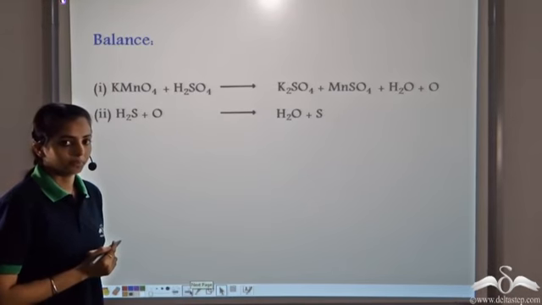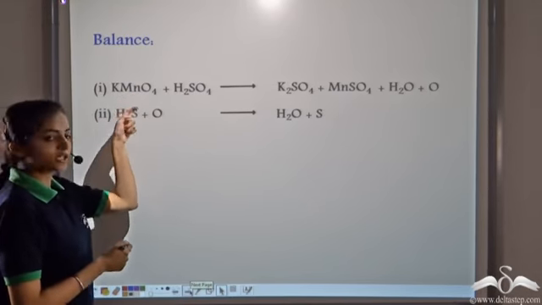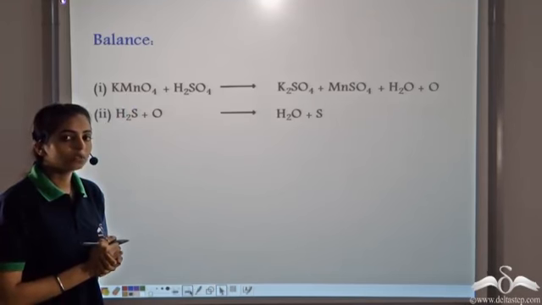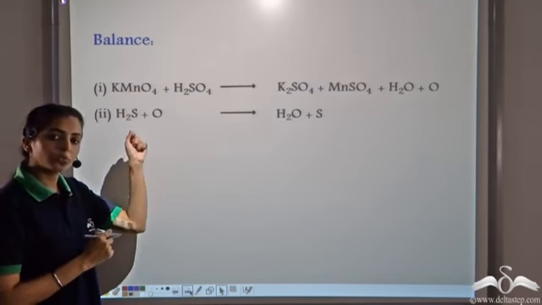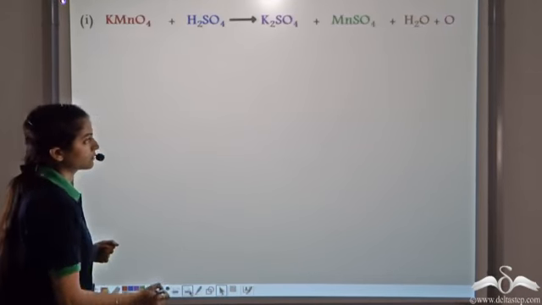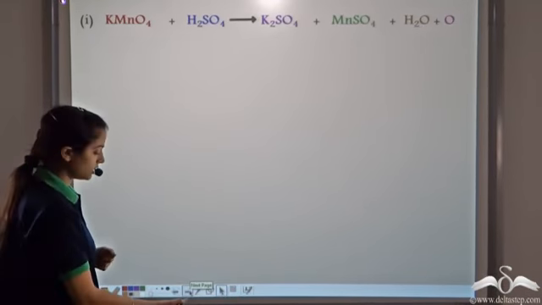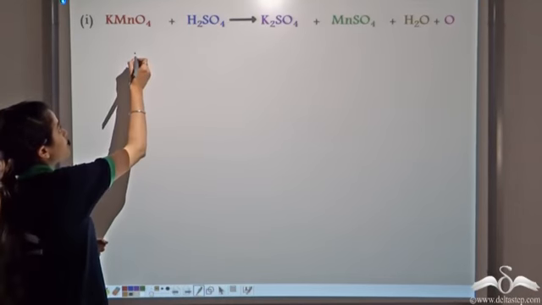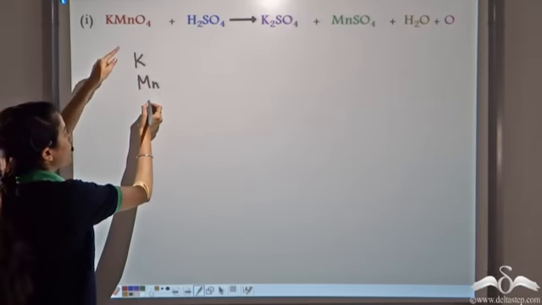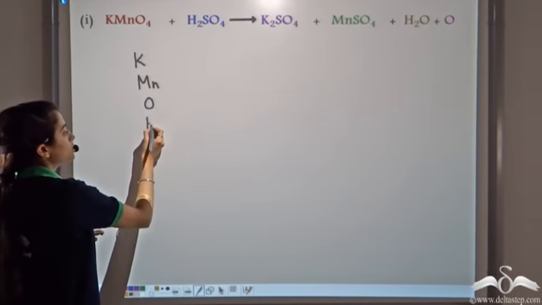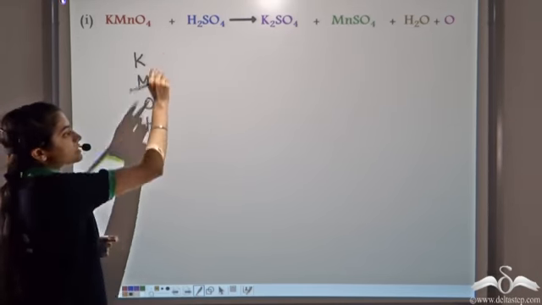Let's take another example. We are given two partial equations and we have to find out the final balanced chemical equation. Let's take each partial equation one at a time. So this is our first partial equation. Let's write the different atoms that we have. Potassium, manganese, oxygen, hydrogen, and sulfur.